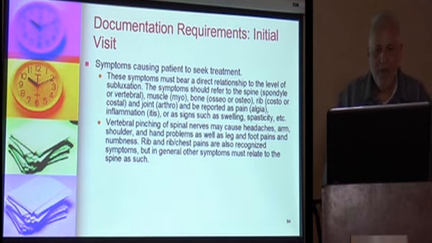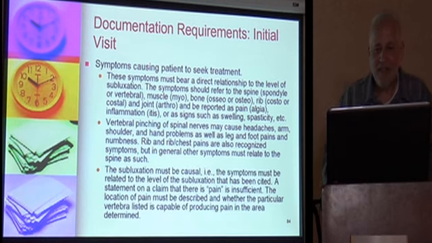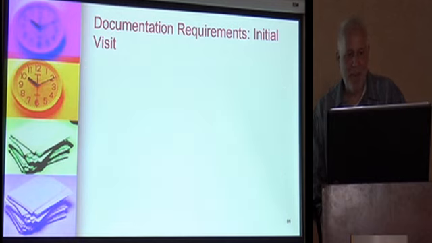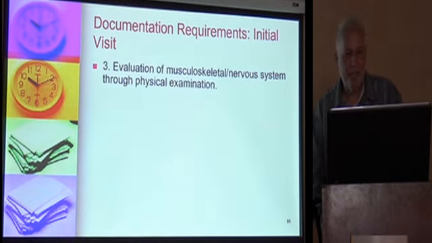And they do cover ribs and pelvis and things like that, and they ask to document signs like swelling or spasticity or pain. But the subluxation must be the cause of the symptoms, or boom, not treatable, not reimbursable. And you always have to have that statement from the patient where the pain is located.